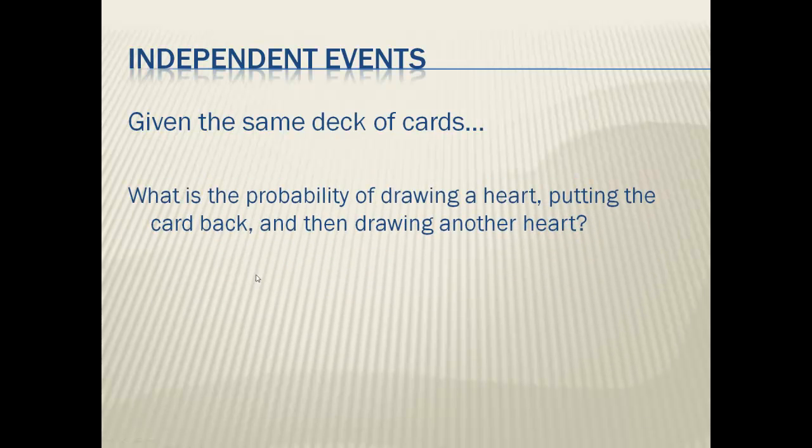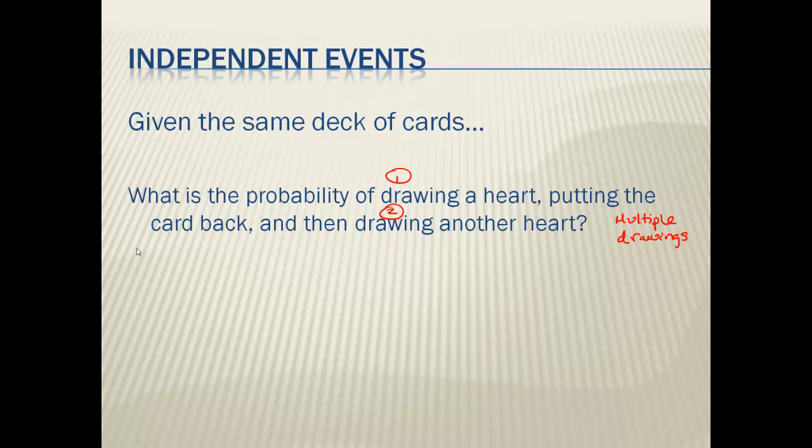Independent events. So given the fact that you have the same deck of cards, so 4 suits, 13 cards in each suit, what's the probability of drawing a heart, putting the card back, and then drawing another heart? So we've got 2 drawings here, which means we should have 2 probabilities that we're multiplying together because we have multiple drawings. So kind of think of it like that. Do I have one drawing or do I have multiple drawings? If I have multiple drawings, I multiply.